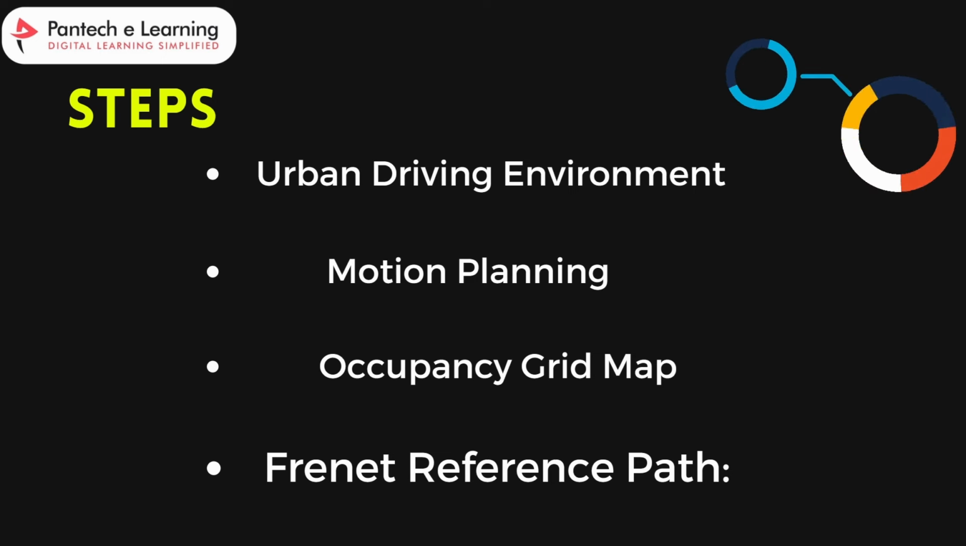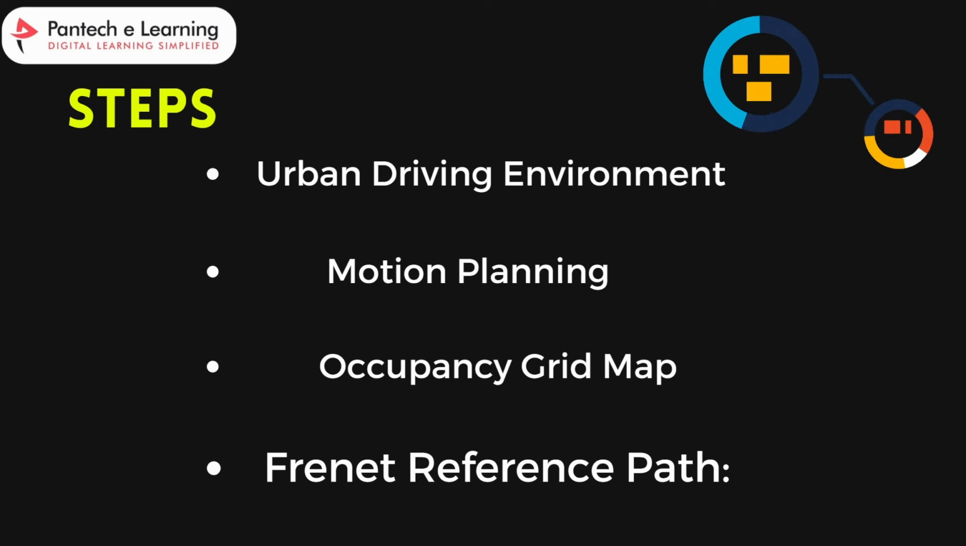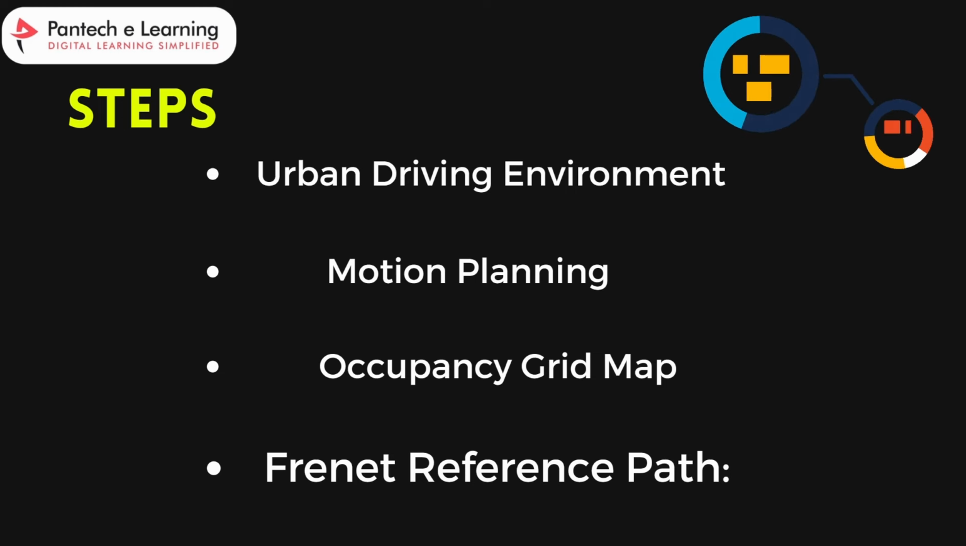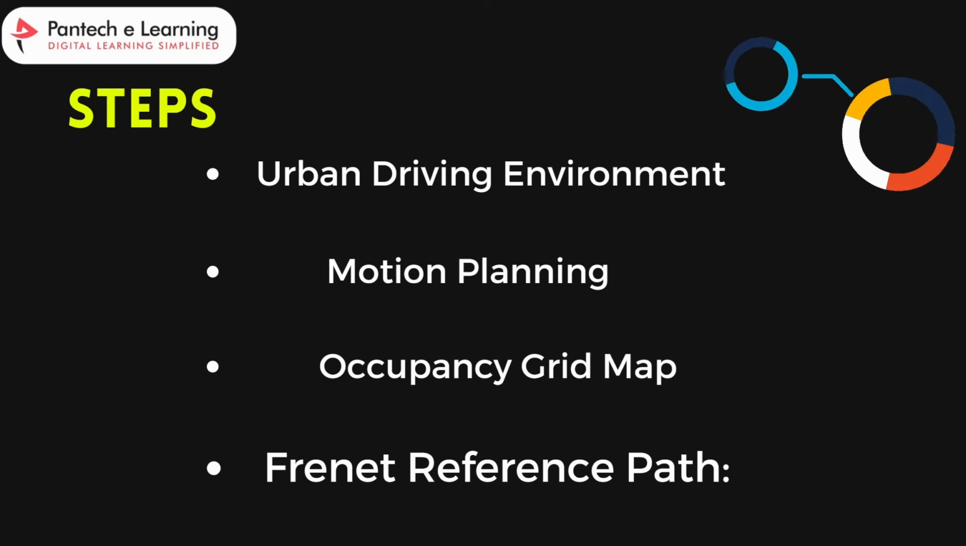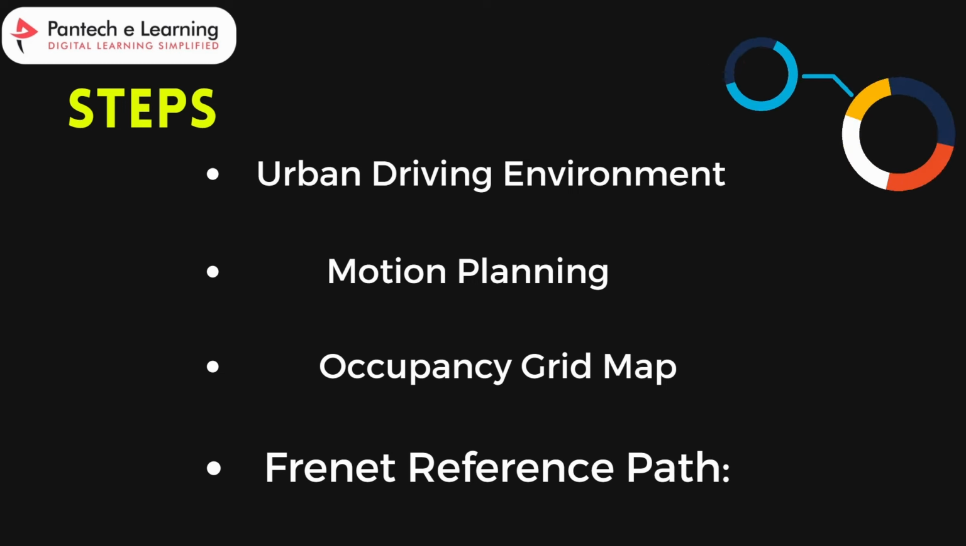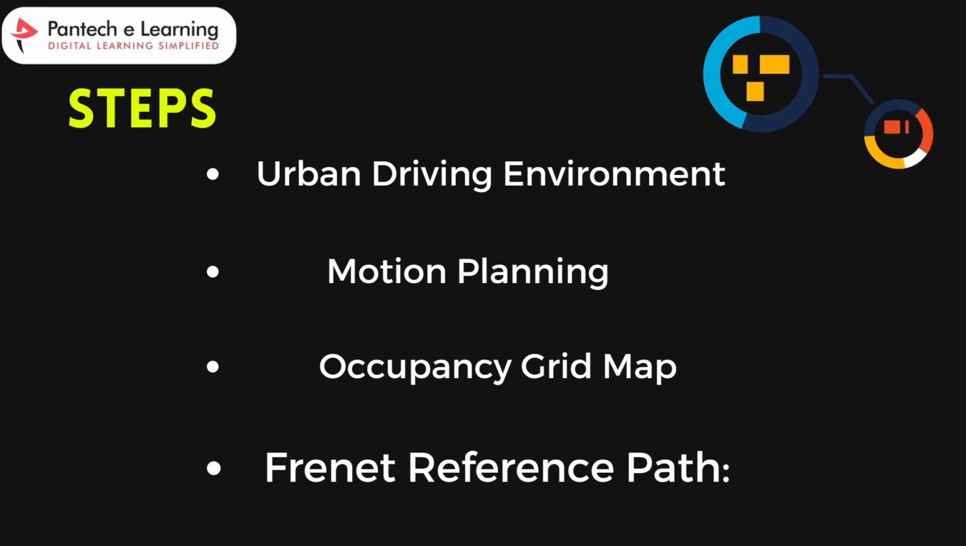Next one is the occupancy grid map. This map divides the environment into a grid of cells, where each cell represents the occupancy of any obstacles on that road. Occupancy grid maps are commonly used in robotics for environment representation and obstacle detection. That is why we use this occupancy grid map. These are continuously updated based on the sensor data to track moving obstacles.